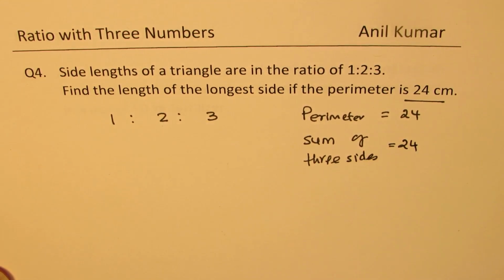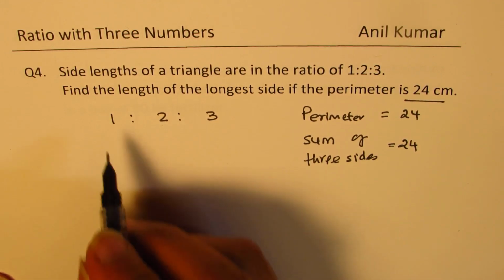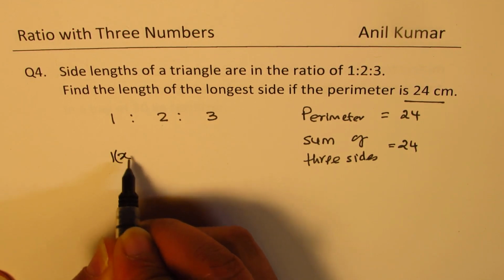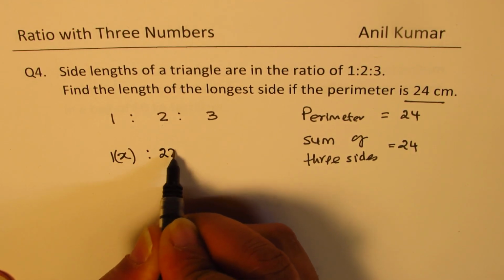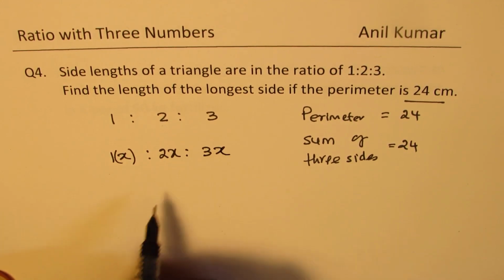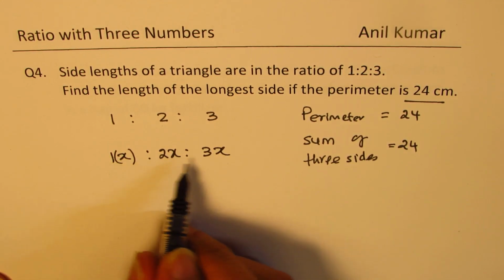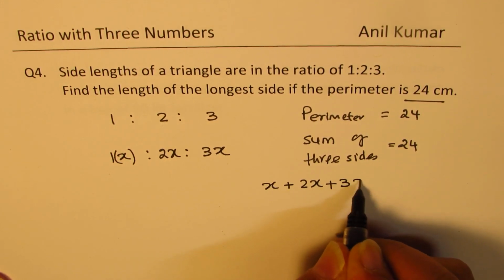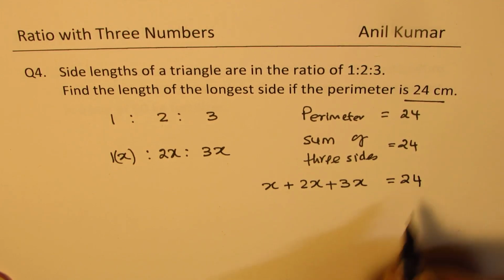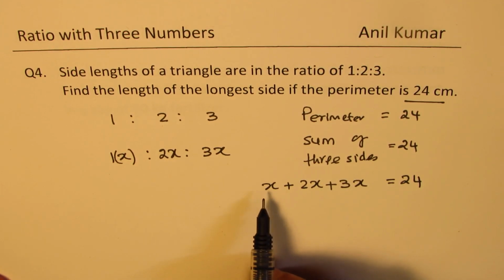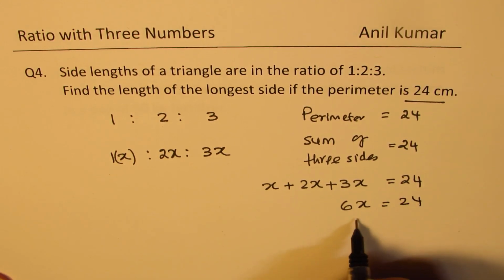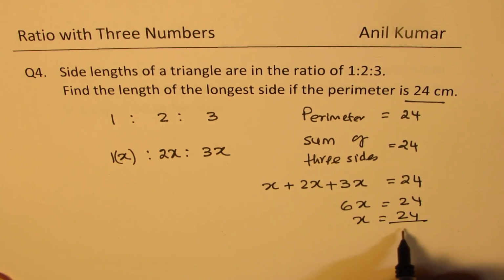Is 24. Now, what are the actual lengths? If I multiply, they will be 1 times x, 2x and 3x, correct? So the perimeter will basically be the sum of these three, that is to say, x plus 2x plus 3x is equal to 24, correct? So 1 plus 2 is 3, 3 plus 3 is 6. So 6x is equal to 24. x is 24 divided by 6, which is 4, right?